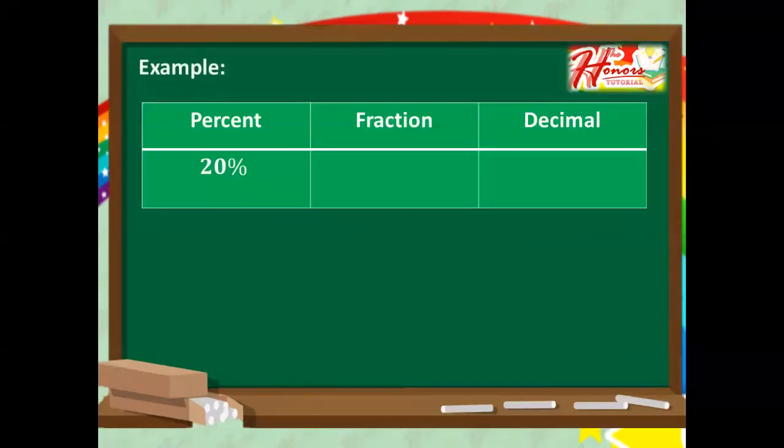So let us have our example for today. We have here 20%. We have to change that into fraction and decimal. So my advice for you is to have the decimal form first before we convert it into a fraction. So remember that in order for us to get the percentage, we get the value from the decimal and then we multiply it by 100.